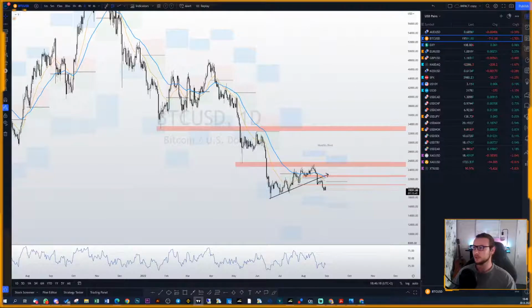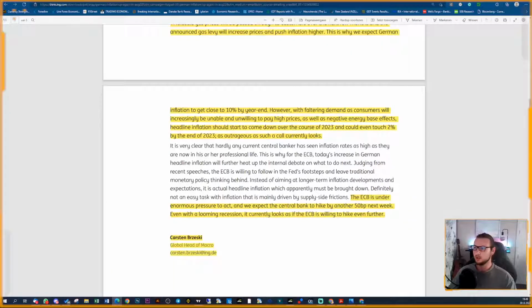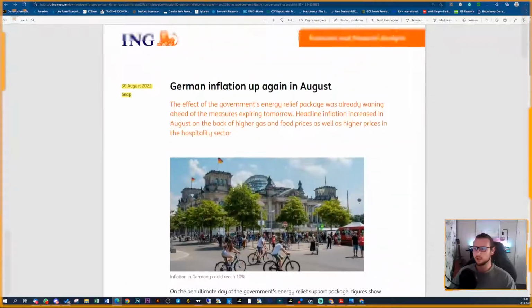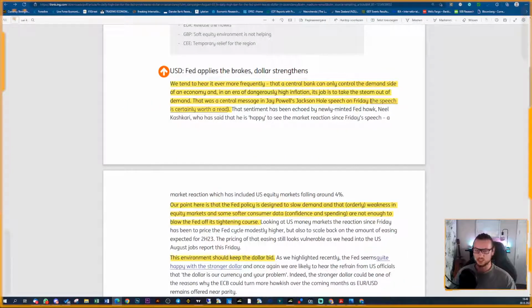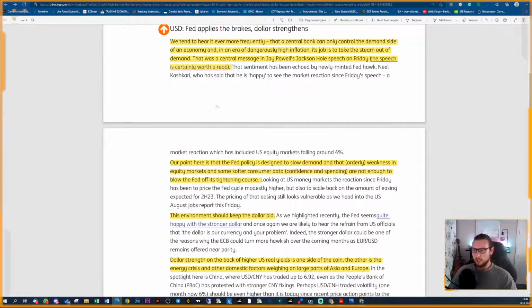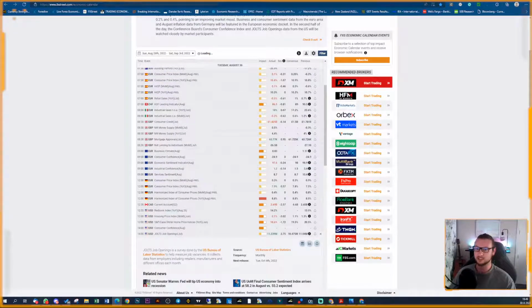Okay, going back to the document. It was the other one. If you guys have any questions, let me know. So our point here is that the Fed's policy is designed to slow demand, and that weakness in equity markets and some softer consumer data, confidence and spending are not enough to blow the Fed off its tightening course. Even when you see softer demand on the economic calendar, that's not going to change anything.